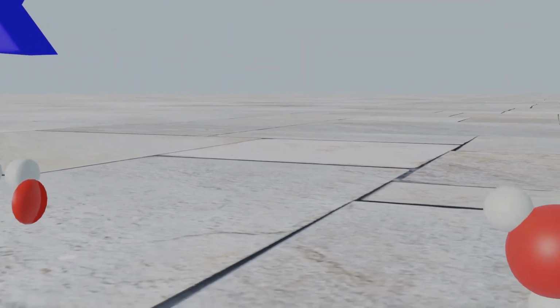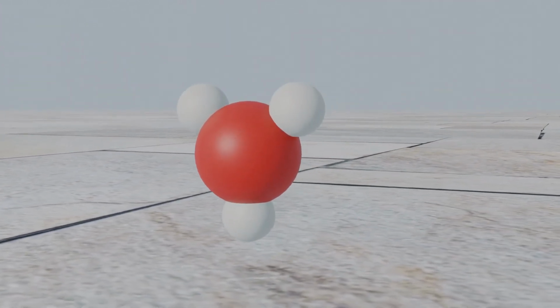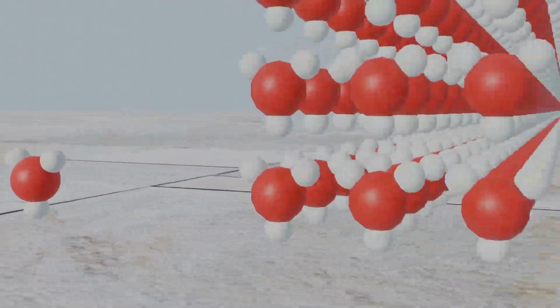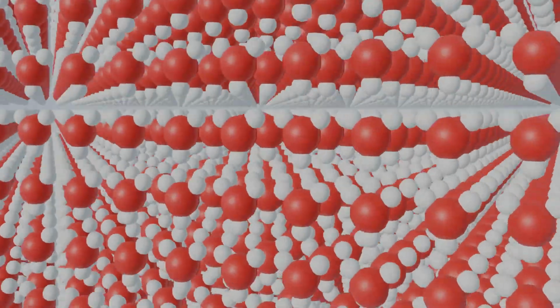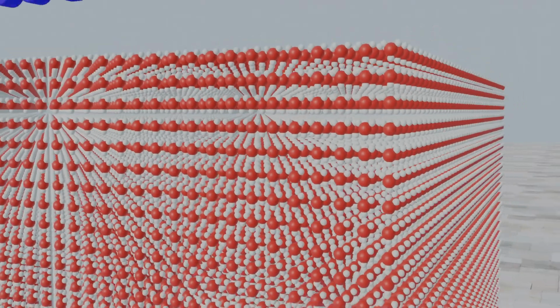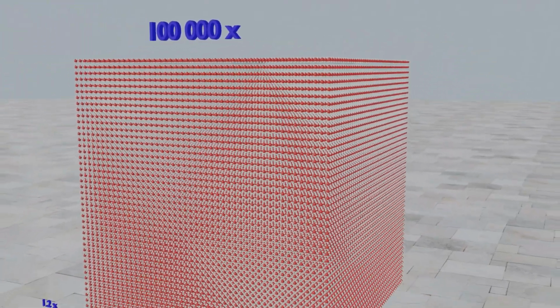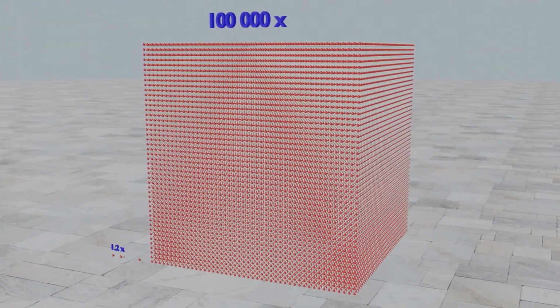If we were to add the same amount of hydrochloric acid to pure water, the pH would decrease from 7 to 2. To appreciate how effective this buffer is, that represents an increase in the hydronium concentration of 100,000 times.